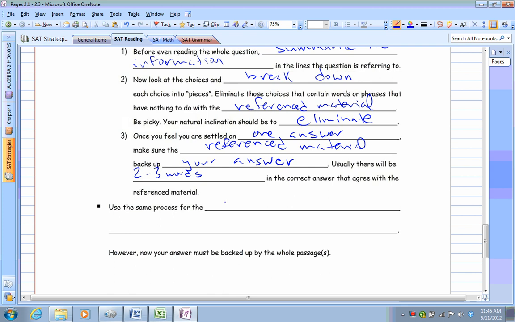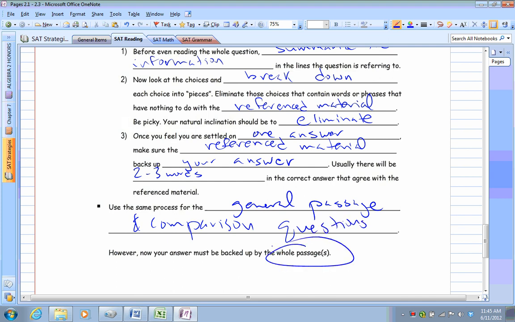And if you use the same process for the general passage and the comparison questions, that's when you start doing dual passages. They'll do comparison questions. But now the answer has to be backed up by the whole passage.